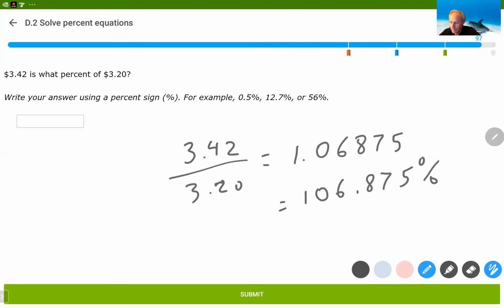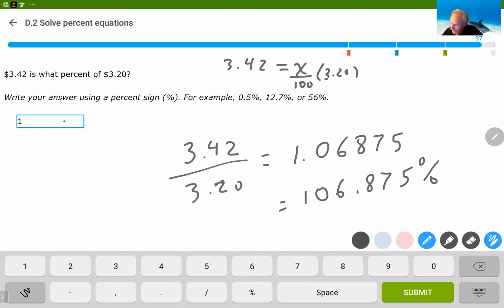Now, I'm going to rewrite this just as an equation just to see if it works out. 342 is what percent of 320? So we're going to divide by 320 on both sides and multiply by 100, sure enough. And I'm supposed to write it with the decimal one, 106.875, and I'm supposed to put the percent in. It doesn't say to round it.